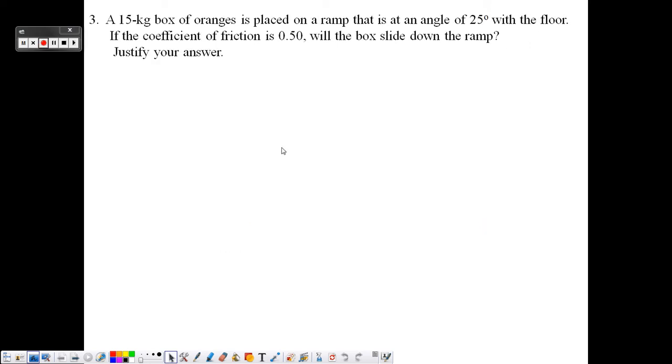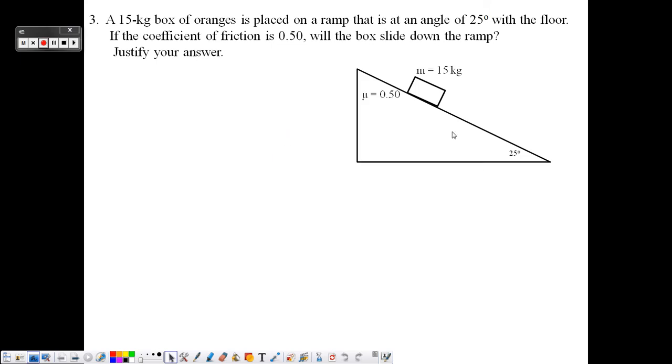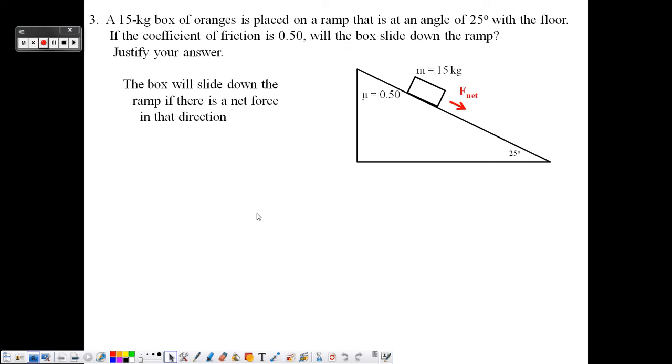Okay, next example. I have a box of oranges placed on a ramp. Here's my ramp, 25 degree incline, 15 kilogram box of oranges. The friction coefficient is 0.5. We want to know, will the box slide down the plane? Well, it will slide down the plane if there is a net force in that direction. That's what we have to find out. Will there be a net force?